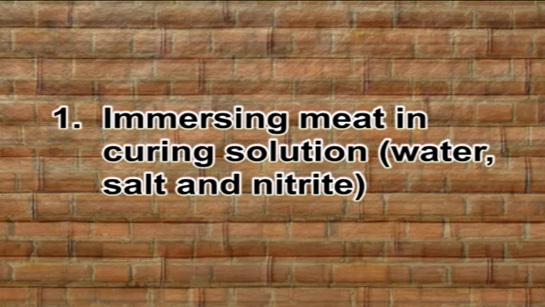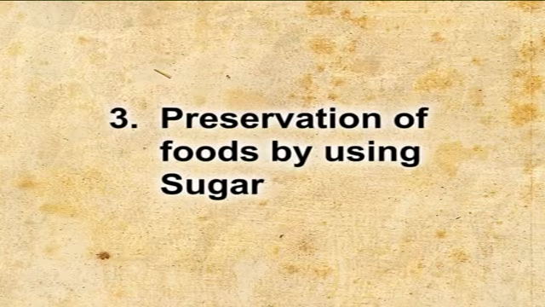There are two ways of applying wet cure into meats. First, immersing meat in curing solution such as water, salt and nitrite. Second, spray pumping meats with needles in curing solution. Third, preservation of foods by using sugar.